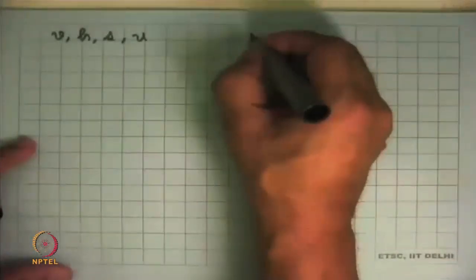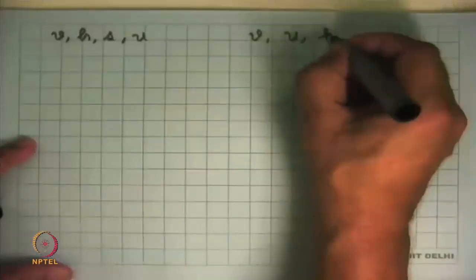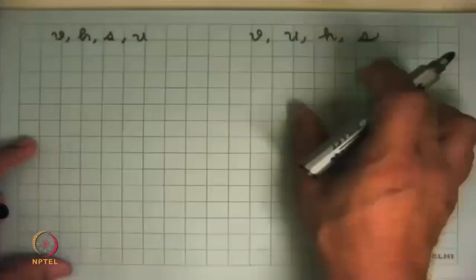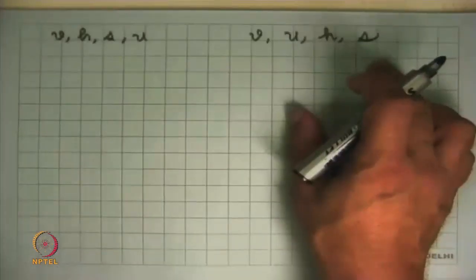Okay, now we go on to the other types of diagrams that we have to deal with. What we have said now is that to get two independent properties, I can have either V, H, S or U. We can have any of these properties, V, U, H and S. Any two of these are always two independent properties, no problems.